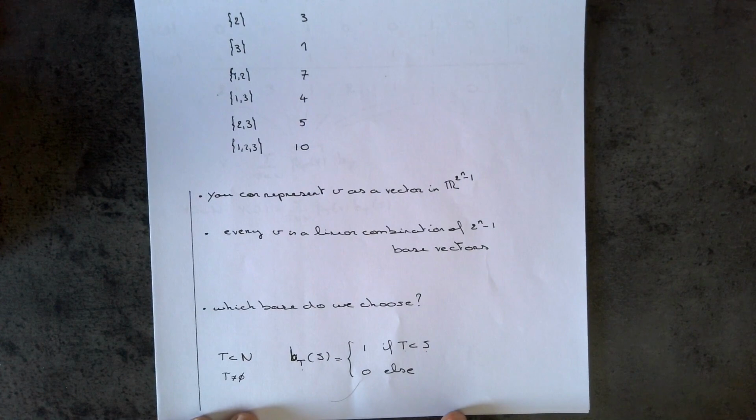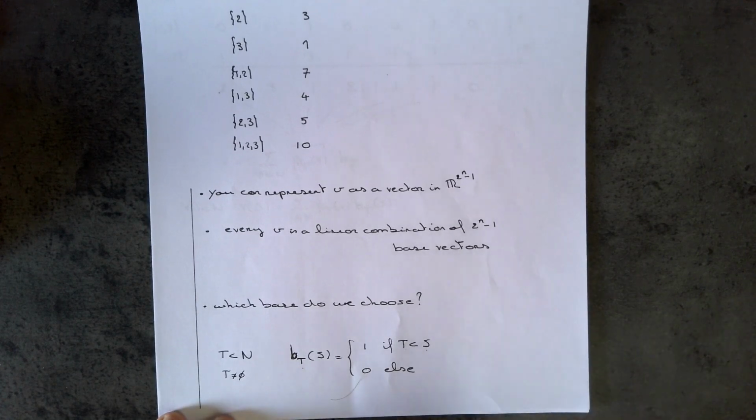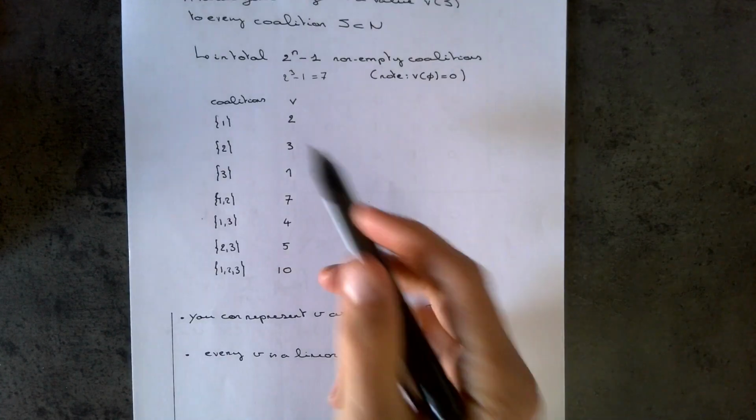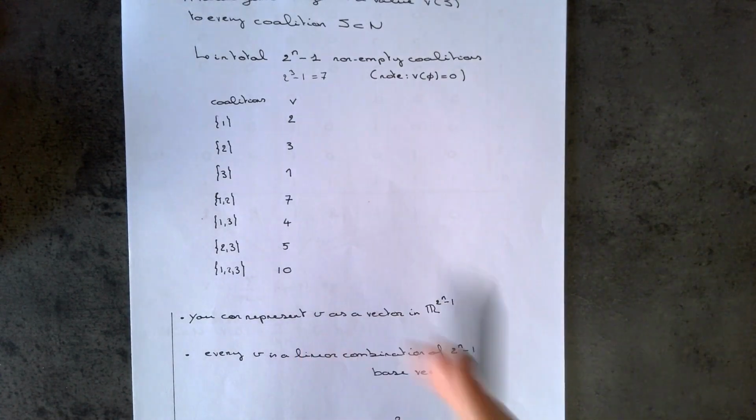And now the question is, that's all fine, but which basis do we choose? And this is, I think, one of the major contributions of Shapley, that he was very smart in picking the particular basis that he chose. So here we're going to specify a basis. A basis is nothing else than a vector, and every vector you can also see as a value function.